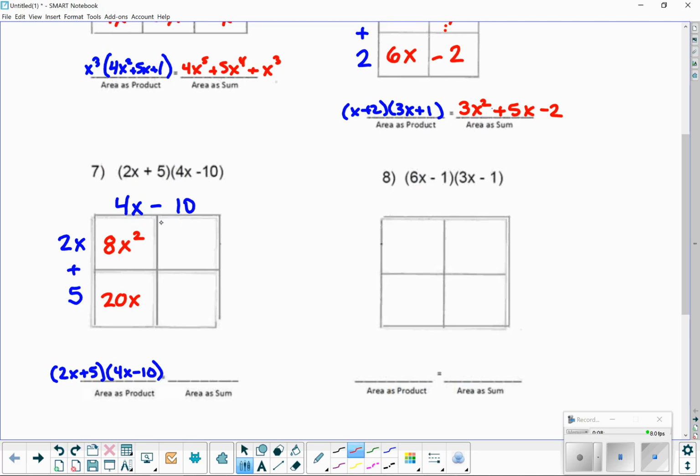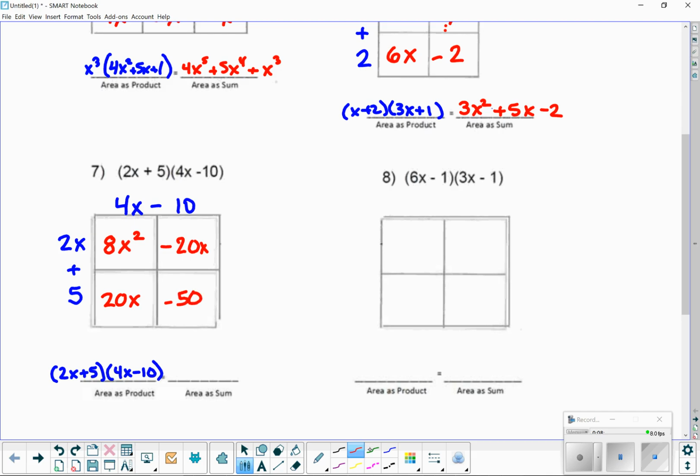Okay, and I'm going to look at what goes in here. That's 2x times negative 10. Don't forget about the minus. So 2x times negative 10 is negative 20x. And then lastly, I'm going to find out what goes in here. That's going to be 5 times negative 10. That's going to make negative 50.